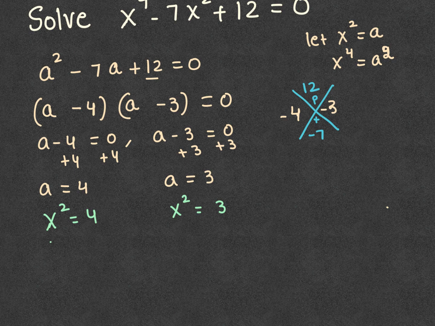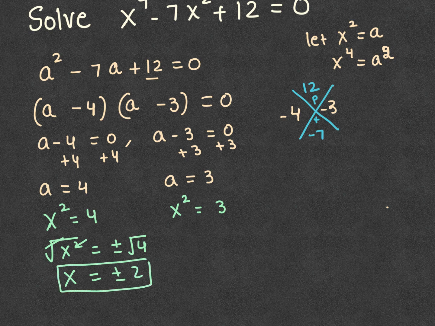Solve for x, so we take the square root on both sides. Here we have the square root of x squared equals plus or minus the square root of 4. Square root and square cancel each other because they are opposite operations. x equals the square root of 4 is 2, so plus or minus 2. So two answers here. Same thing, take the square root on both sides, plus or minus square root 3.